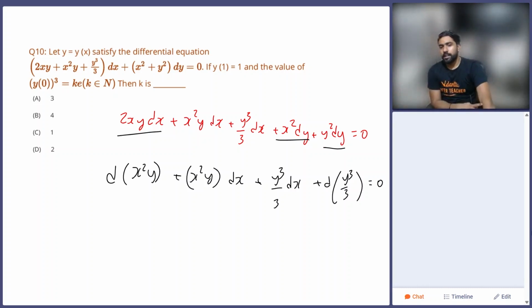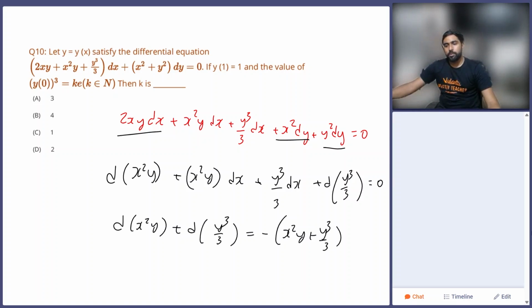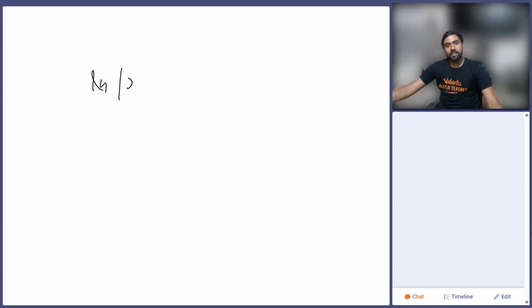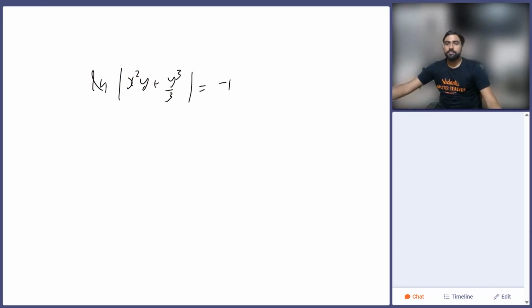So I've used that. Now over here, can I write this as derivative of x square y plus derivative of y cube by 3 is equal to minus of (x square y plus y cube upon 3) dx. And if I send this over to the denominator, derivative of (x square y plus y cube by 3) upon (x square y plus y cube by 3), isn't this directly integrable, giving us ln of (x square y plus y cube by 3) is equal to minus x plus the constant of integration.